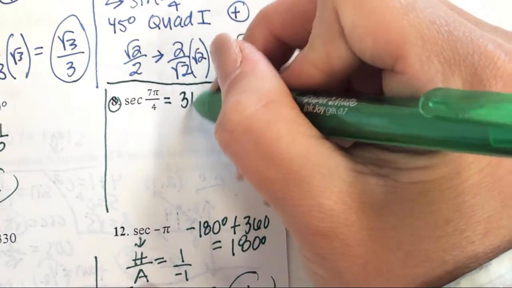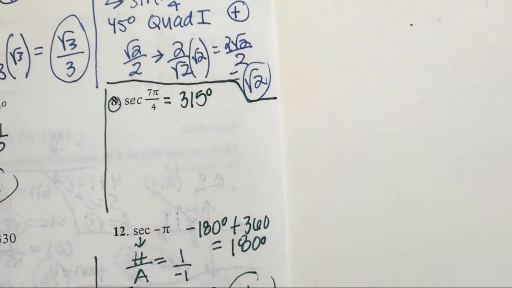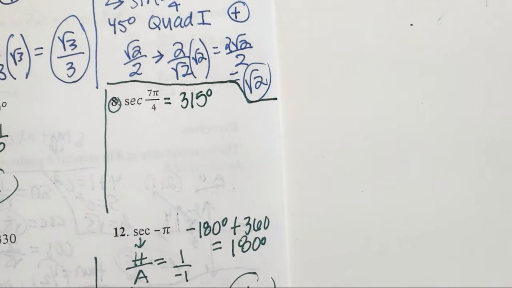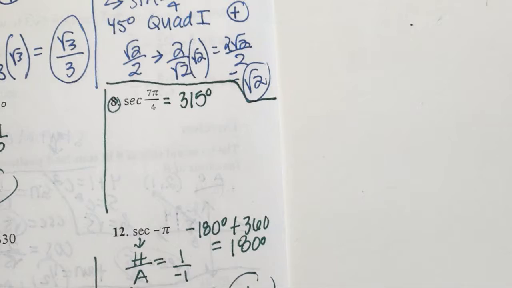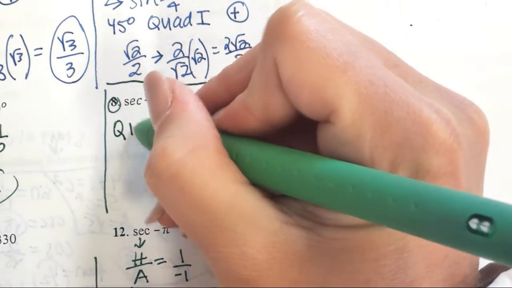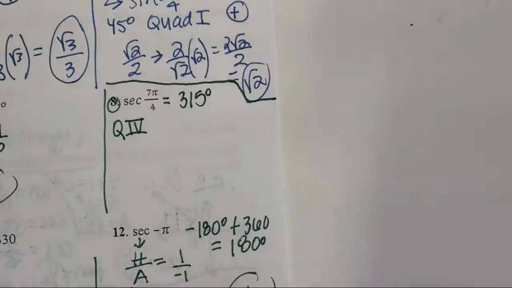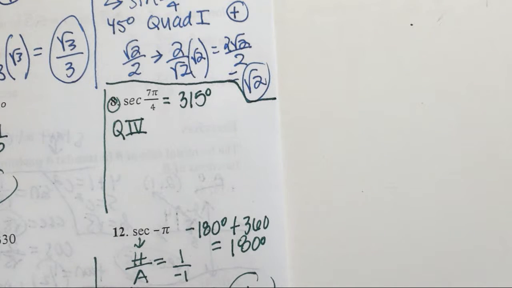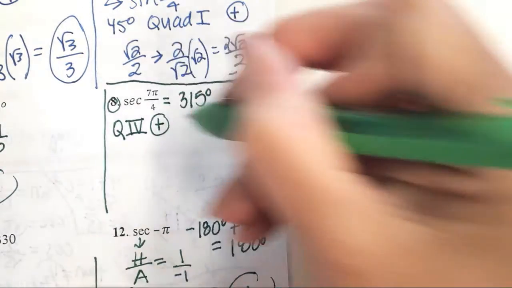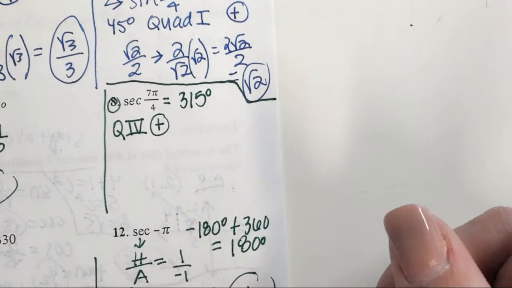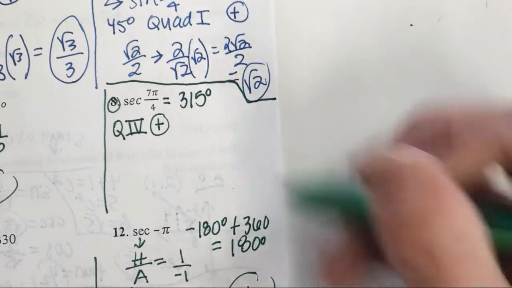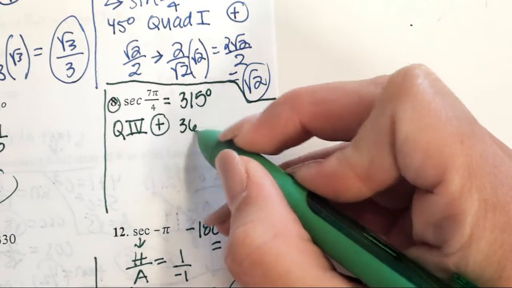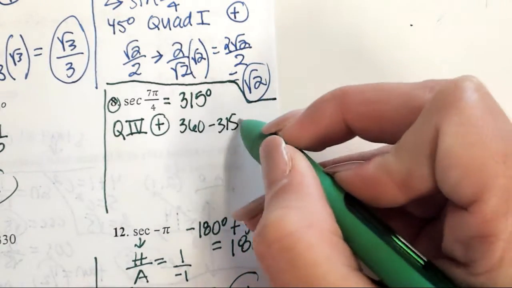Everybody agree? 315? Okay. Evan, what quadrant is this in? Good. So, Bryant, is secant going to be positive or negative in quad 4? Positive. Everybody agree? Very good. All right, Toby, how do I find the reference angle in quad 4? Very good. Would you give me what?